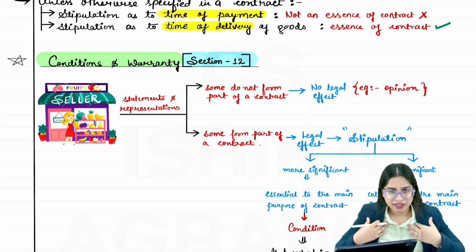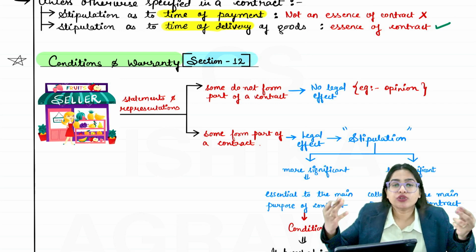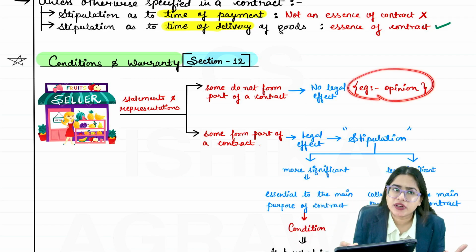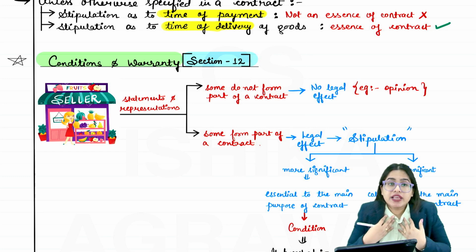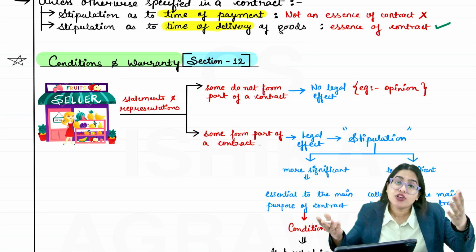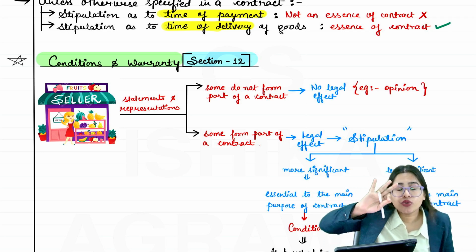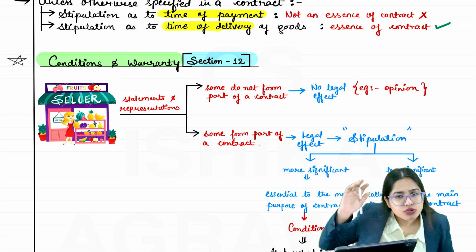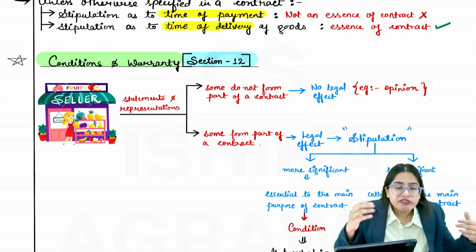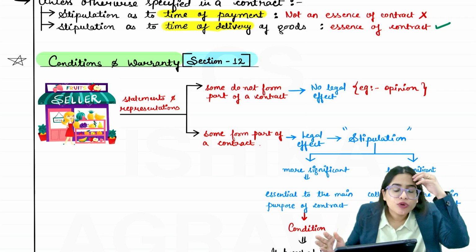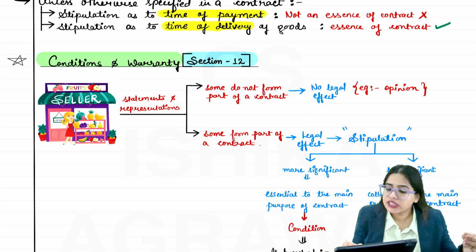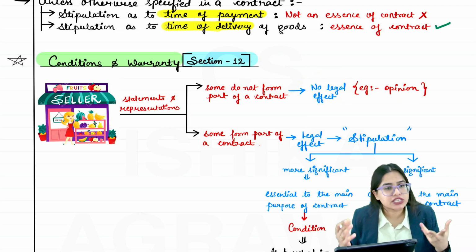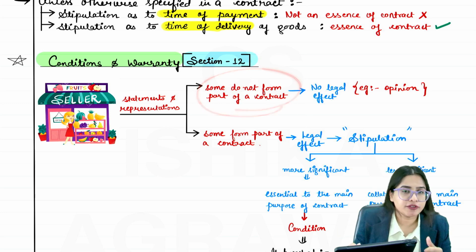So a seller, while selling any product or goods, makes a lot of statements. Some statements are just his opinion. For example, I'm selling dresses, so I'm just giving my opinion that this dress looks beautiful on you, perfect, you should wear this. Even if I'm lying, even if you look pathetic in that dress, it will have no legal effect, because this is just my opinion. So it does not form part of the contract.